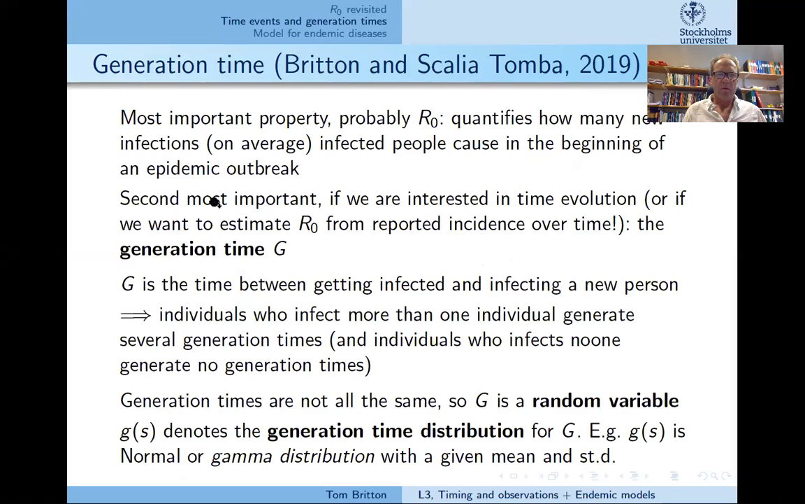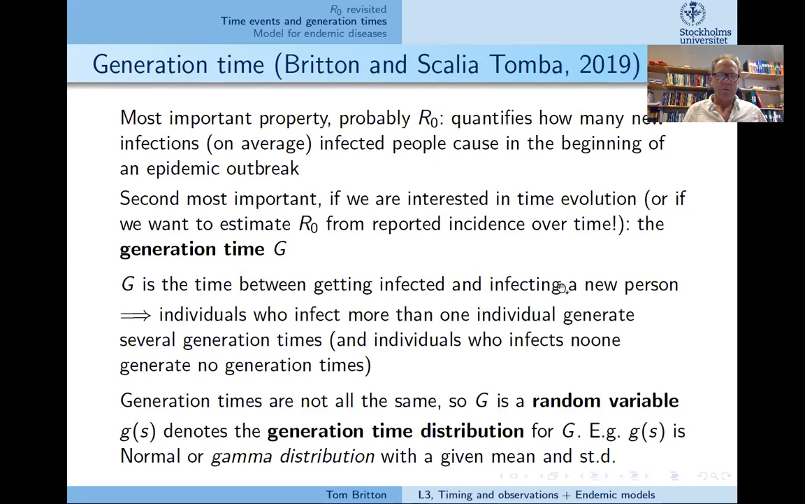So a very important property besides R0 for the dynamics of an infectious disease spreading in a community is called the generation time. It is denoted by capital G. G is defined as the time between getting infected and infecting someone else.